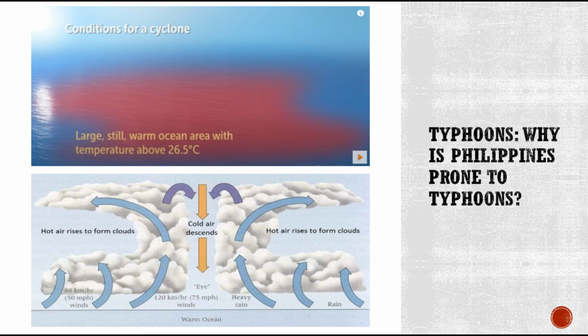While typhoons can occur any time of the year, the conditions are most likely to be right for them to happen between June and November.